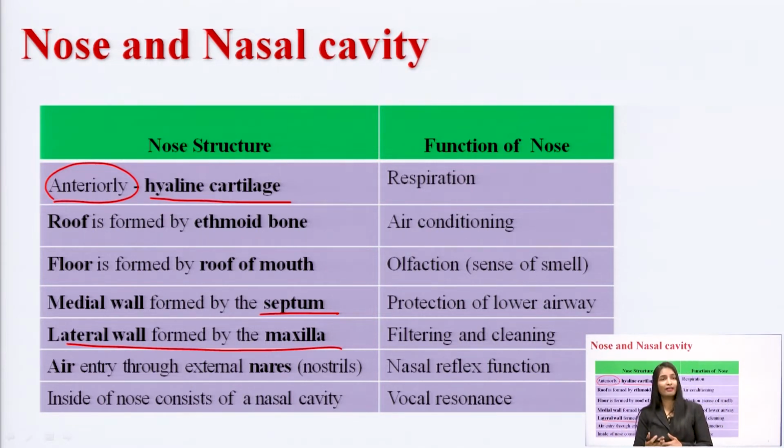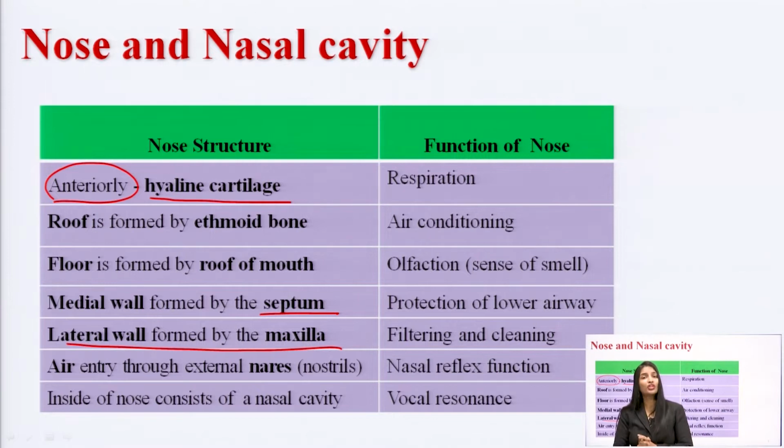Anteriorly, which cartilage is present? Hyaline cartilage, and the roof is made up of the ethmoid bone, and the floor is formed by the roof of the mouth, the medial wall is formed by the septum, and the lateral wall is formed by the maxilla, and air enters through the nostrils, and inside the nose is the nasal cavity.